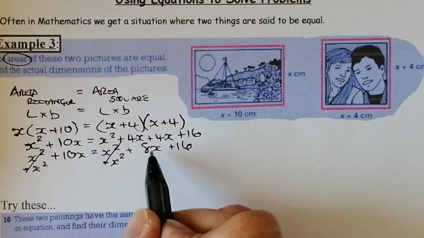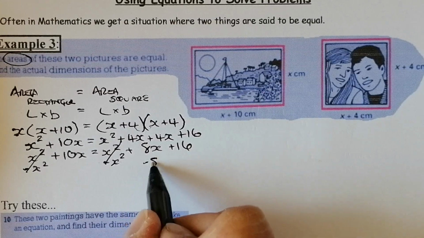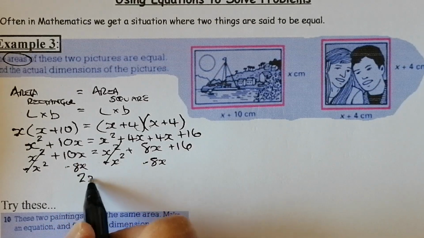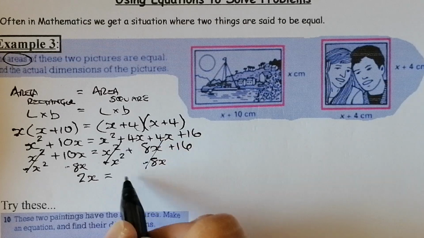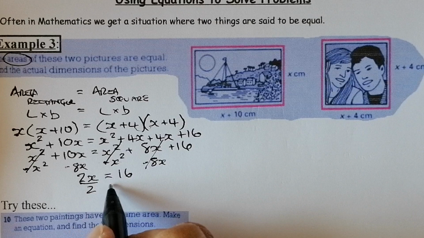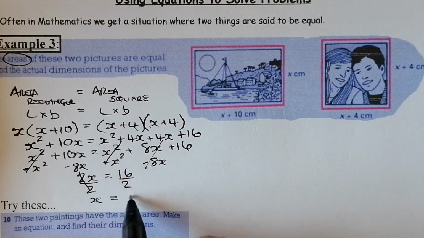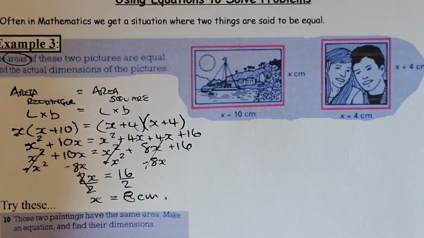Over here, on this side here, I've got 8x, and I don't want it there, so I'll take away 8x from this side here, take away 8x from that side. What that leaves me with is 2x on the left, and it leaves me, because that eliminates, with 16. And what we have here is dividing by 2, both sides, x is therefore equal to 8. So it's going to be equal to 8 centimetres. Okay, so that's us worked out what the value of x is.